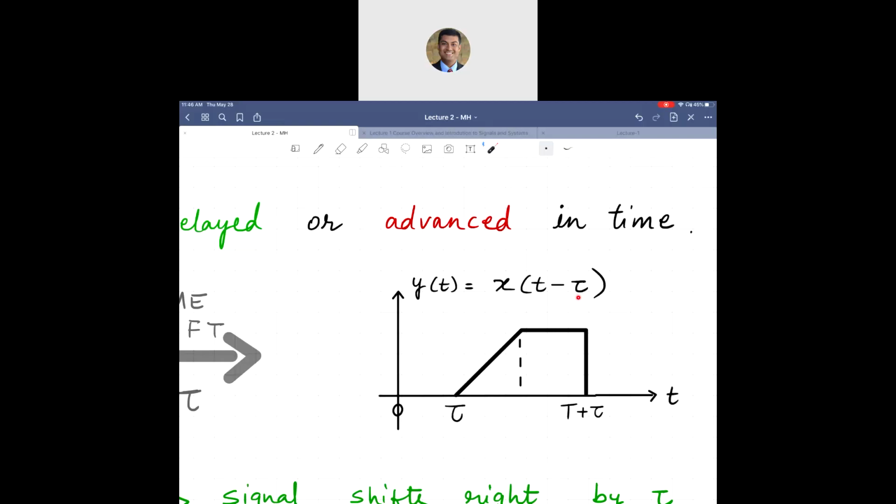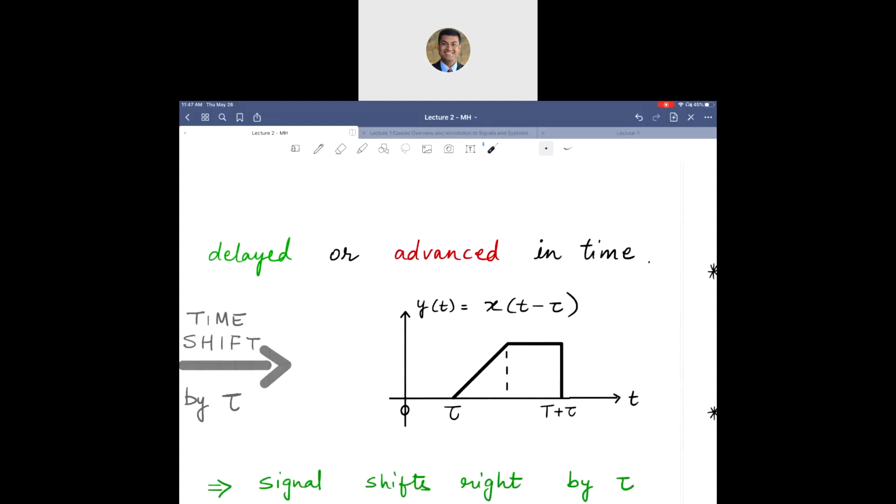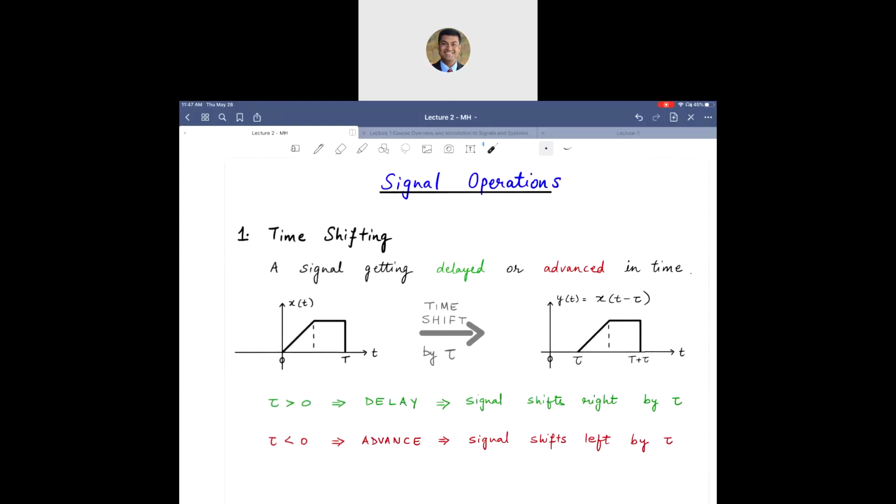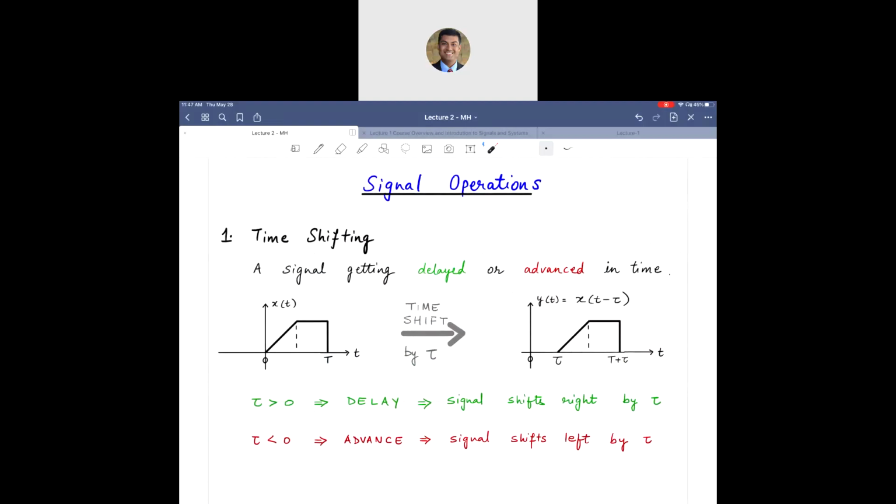Now, clearly, that variable tau could be positive, could be negative. If it is 0, then that means that there is no time shift. But it could be positive or negative, which means that we could have a delay or an advance, which means that the signal could move to the right of the original signal or to the left of the original signal. Now, before we actually go through the two steps, I want to point out this.